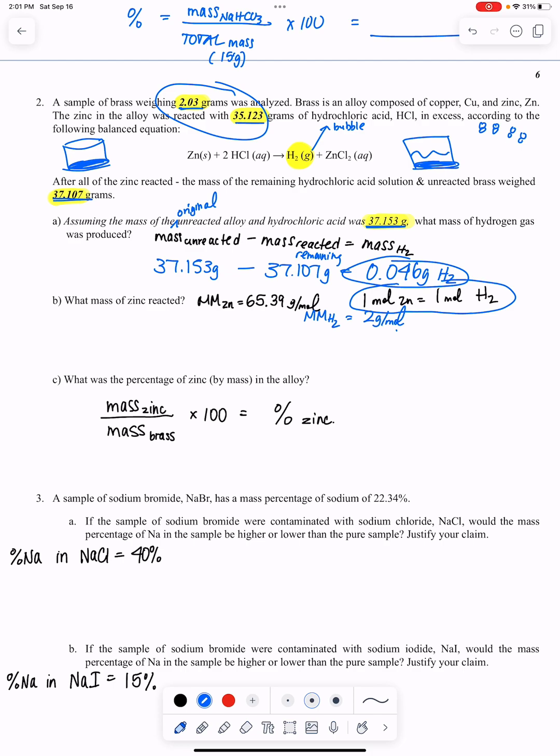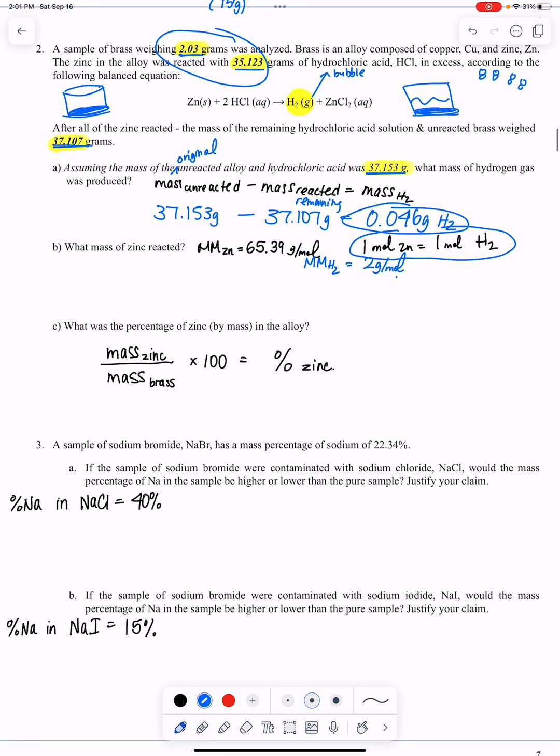And then finally, if I want the percentage of zinc by mass in the alloy, I would take the mass of my zinc that I get in part B, divided by the mass of the brass, which is actually 2.03 grams, multiplied by 100. If you want to check your answer, you should get about 74% for part C of zinc in the alloy. I'm going to have you check your answer there.